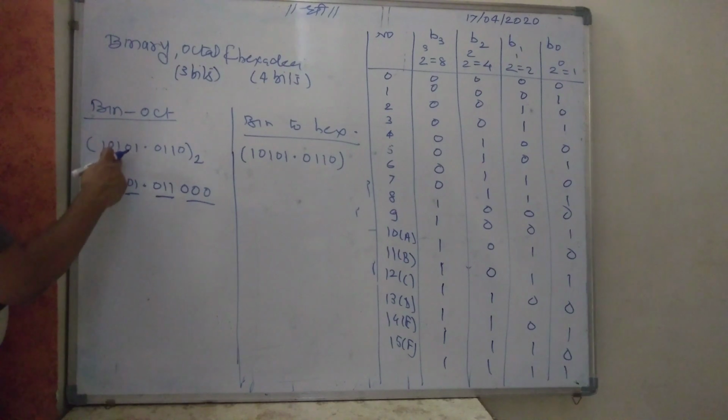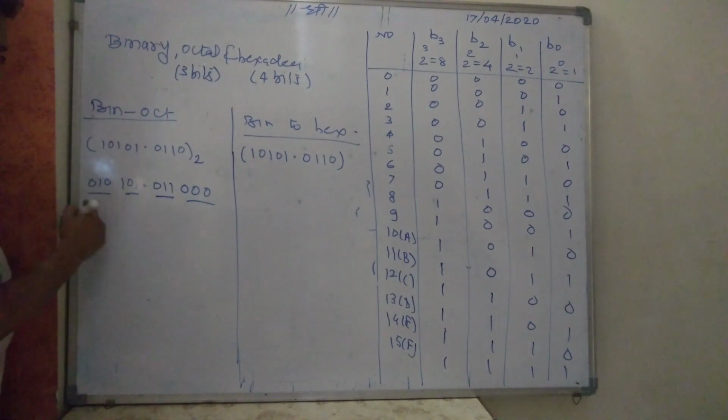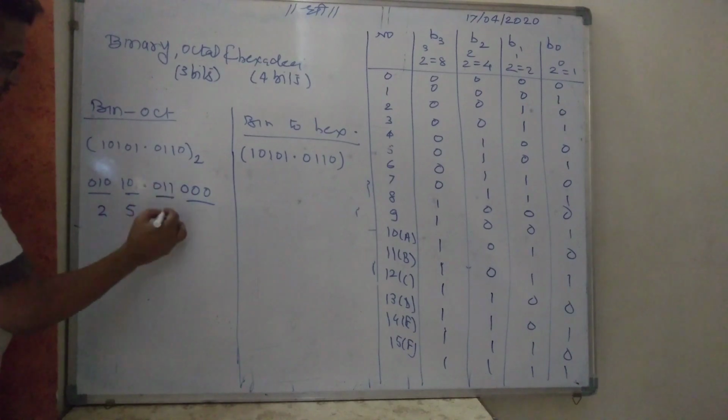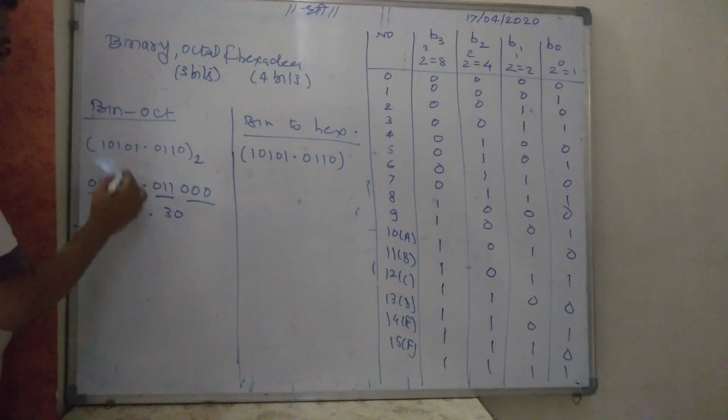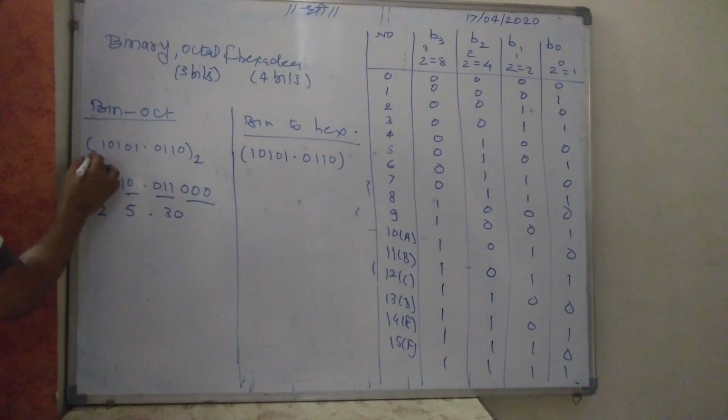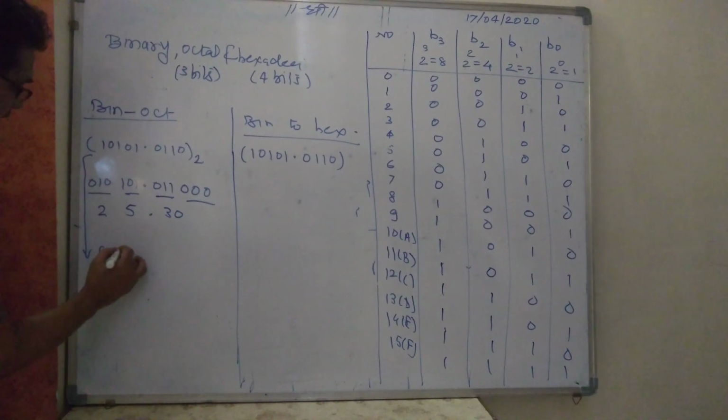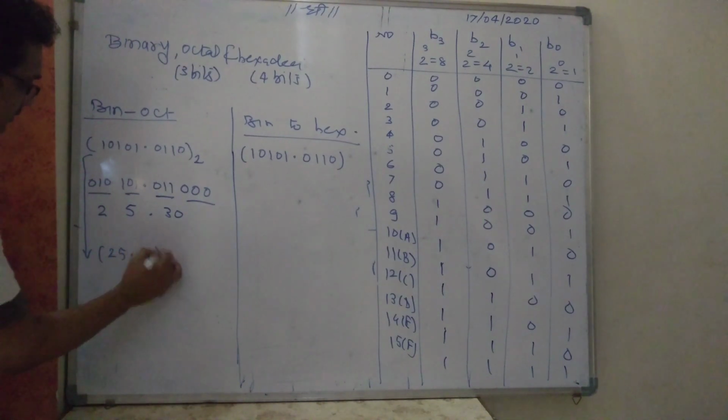1 0 1, 0 1, only 2 bits, so I have added 1 0 here. So this is 2, this is 5, this is 3. So this number is equal to 25.30 octal.